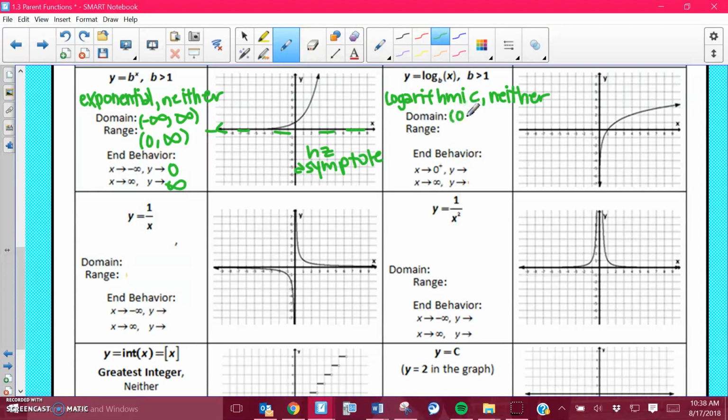So my domain goes from 0, again, don't include it, and then my range is actually still negative infinity to infinity. Now the end behavior, this is something we're going to talk about later. It's going to be, again, kind of flip-flopped. As x goes to 0, y goes to negative infinity. And as x goes to infinity, y goes to infinity.